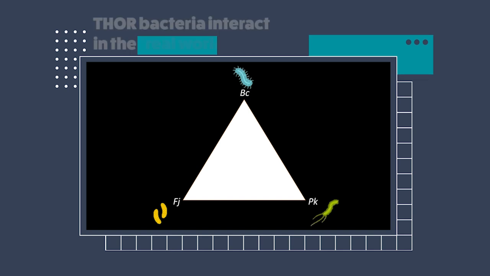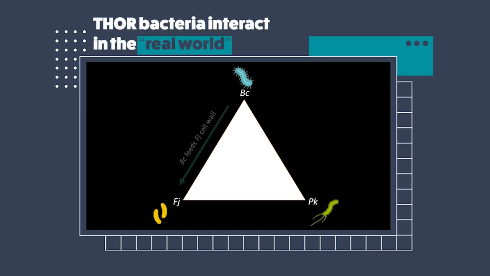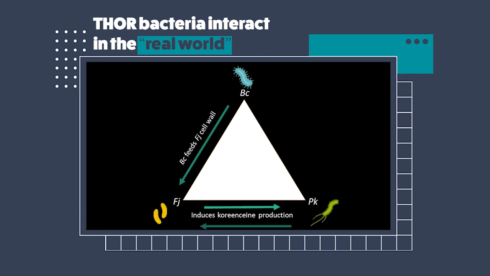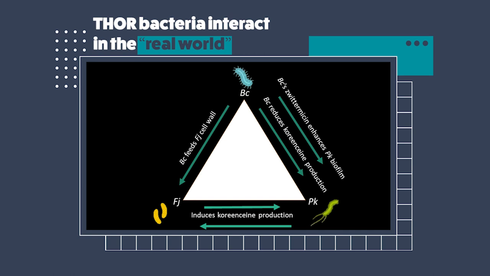So that's the hitchhikers of the rhizosphere. Two bacteria that hitchhike on this agriculturally relevant bacterium, Bacillus cereus. I've shown you that these bacteria seem to interact in the real world. So BC feeds FJ parts of its cell wall. FJ causes PK to produce coriancins, which in turn kill FJ. BC reduces coriancin production by PK, allowing FJ to cohabitate with the other two. And the zwittermycin produced by BC enhances the biofilm produced by PK. And all together, these three organisms form more biofilm than any of them would on their own.